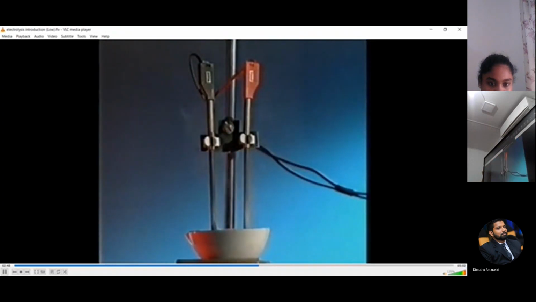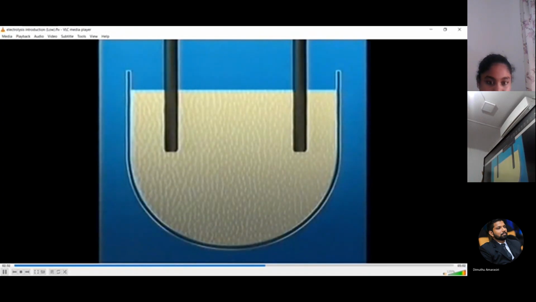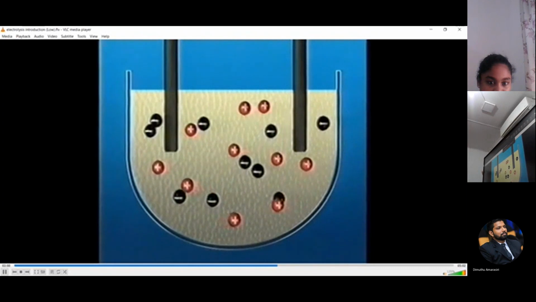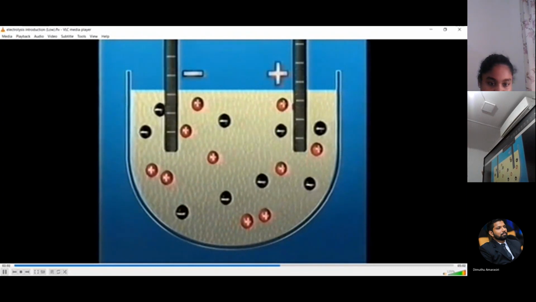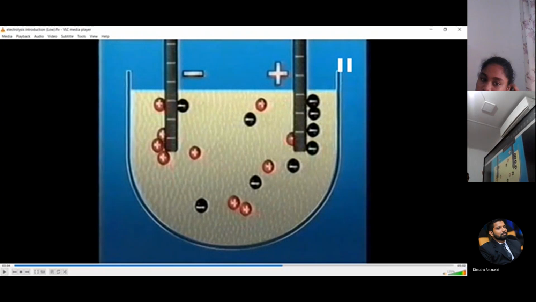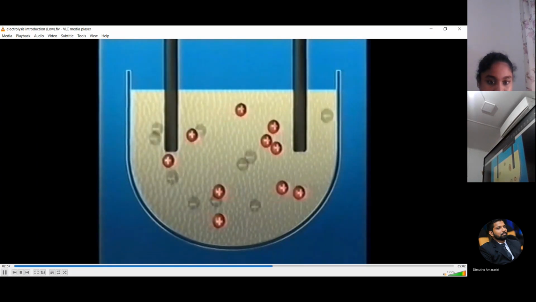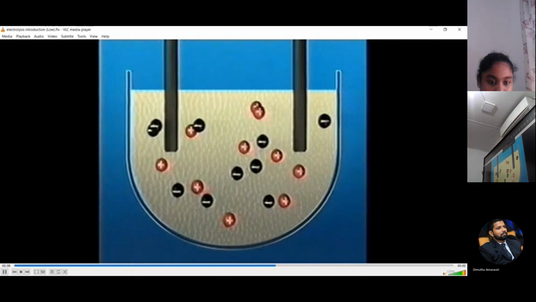To work out why this happens, imagine you can see the charged particles, the ions, in the compound. There are positive lead ions and negative bromide ions.